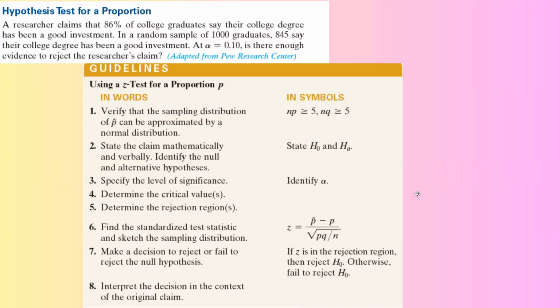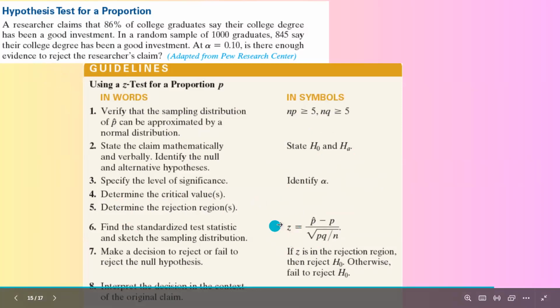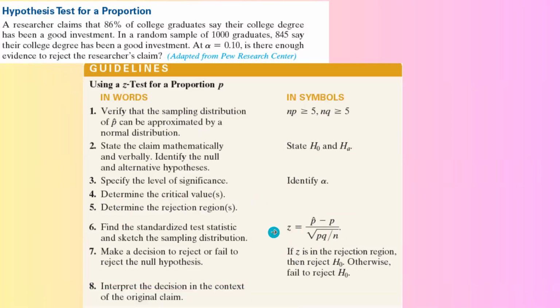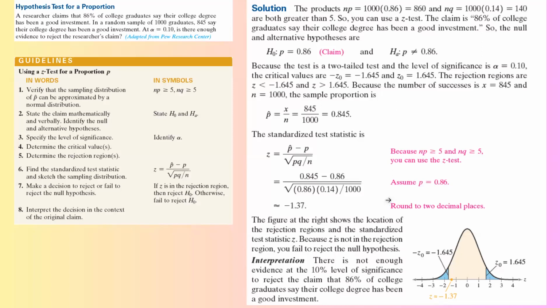I'm going to show you two different methods to solve this problem. First of all, we're going to use rejection region, then we're going to jump into p-value. To follow the rejection regions, first you need to check to see if np is more than or equal to 5, nq is more than or equal to 5, then state the null and alternative hypothesis based on the keywords, specify the level of significance, determine the critical value, determine the rejection region, find the standardized test statistic, then check to see if this number is inside the rejection region or not. So let us take a look at the steps.